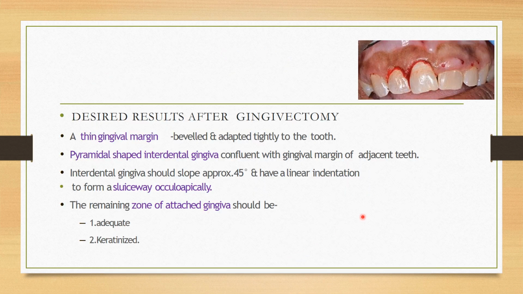So, what are the desired results after gingivectomy? Obviously, you should get a thin gingival margin, beveled, adapted and tightly confined to the tooth surface, and pyramidal shaped interdental gingiva confluent with the gingival margin of adjacent teeth. Interdental gingiva should be sloped approximately 45 degrees and have a linear indentation to form a sluice way occluso-apically, and the remaining zone of attached gingiva should be adequate and keratinized.